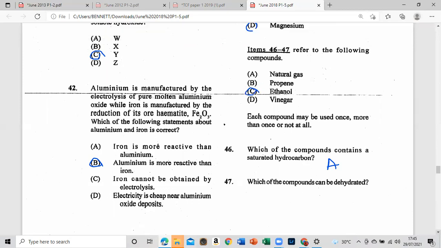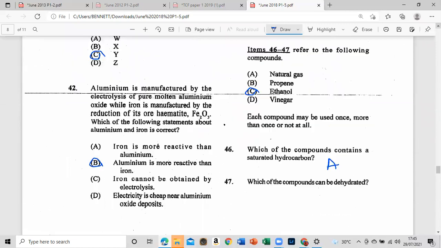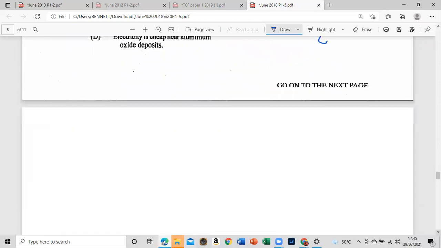All right. Oh, we didn't put the answer. Don't move so fast. Ethanol. Oh, I did circle it. But let me put here C. All right.